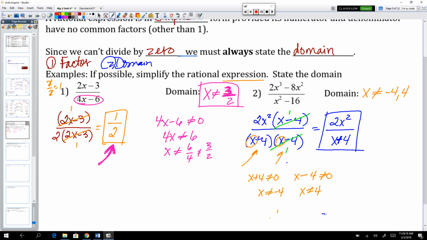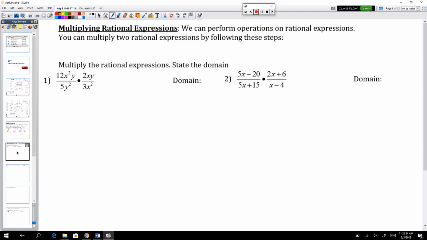That's simplifying rational expressions. Now let's take a look at multiplying rational expressions. It's very similar to simplifying. Remember that if you're multiplying rational expressions, let's go back to the world of multiplying fractions. 1 over 2 times 1 over 3. Remember, in order to multiply fractions, you multiply top times top and bottom times bottom, right?